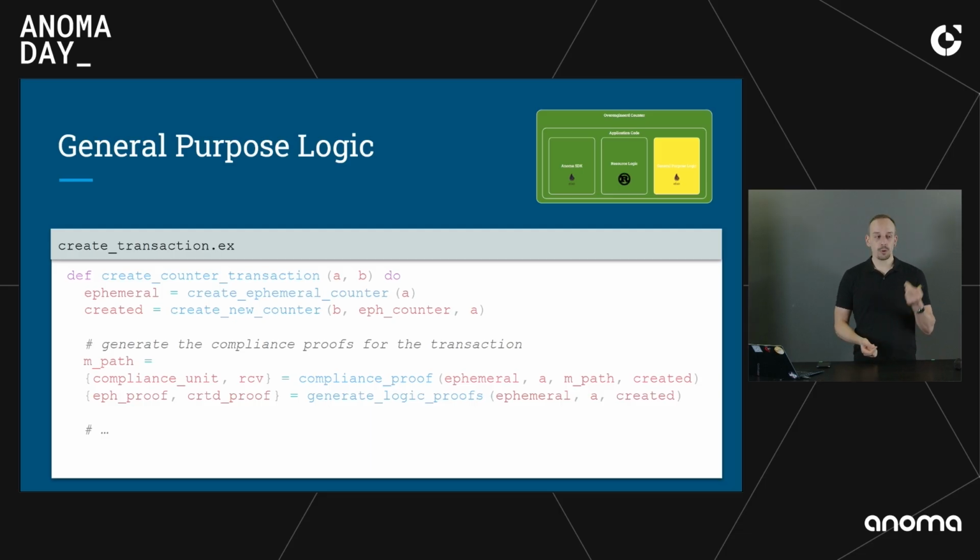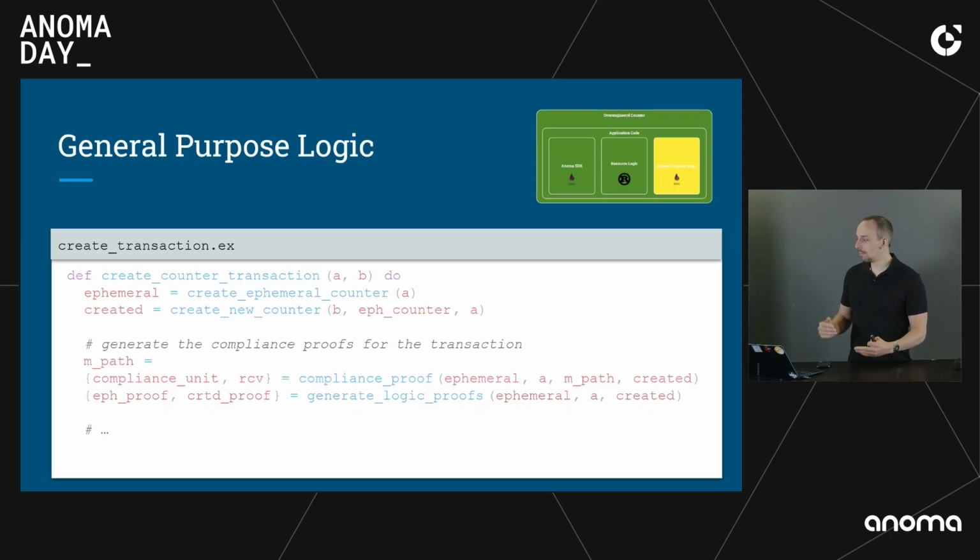Okay, so at this point we have an ephemeral counter and a new counter we want to create. So all that's left is a transaction that actually creates and consumes them. So we call these two functions to create the counters. And then to create a transaction, you need to generate a couple of proofs. And this is where it gets kind of technical.